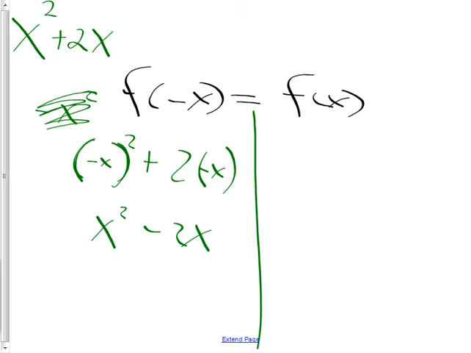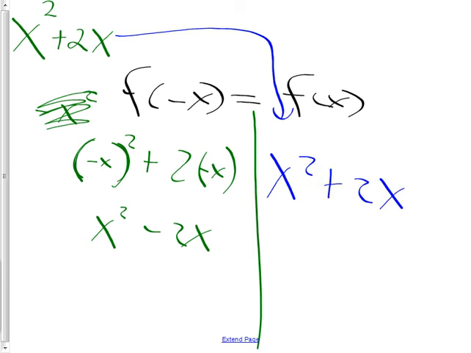Okay. Now on the other side, plain f of x. Well, that's awesome. I just have to take this up here and drop it in right there. So I have x squared plus 2x. Is that the exact same thing as that? And therefore you say not even.